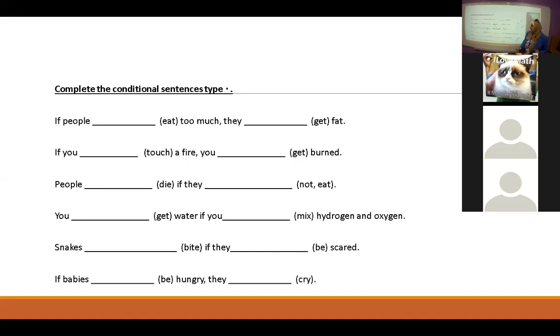You get water if you mix hydrogen and oxygen. Everyone who knows me knows that I hate chemistry. I'm really bad at chemistry and I don't like it, but I can remember this from grade 10. You get water when you mix hydrogen and oxygen. Is this information true? Yes. If you mix them, you make water. Yes. Okay, so it's a fact, it's a scientific fact.